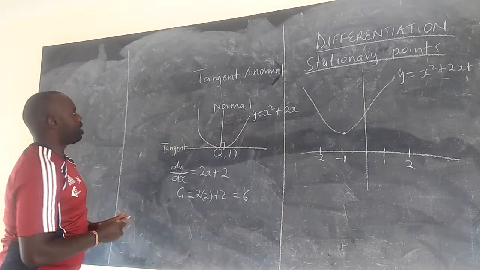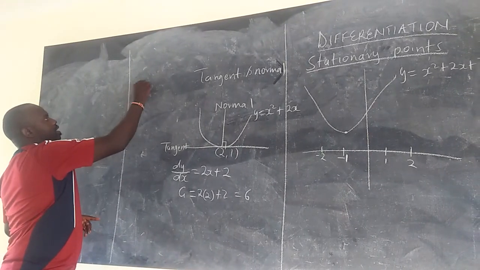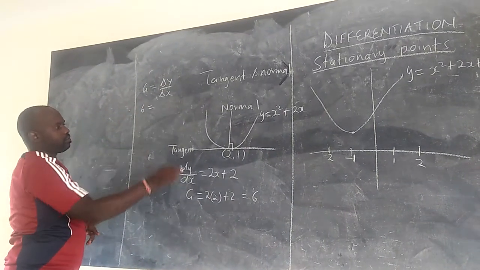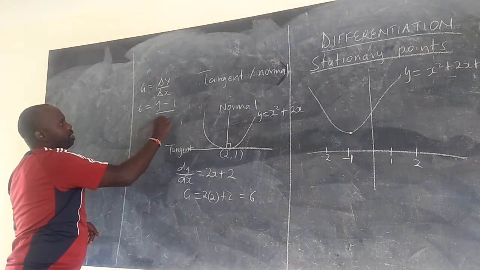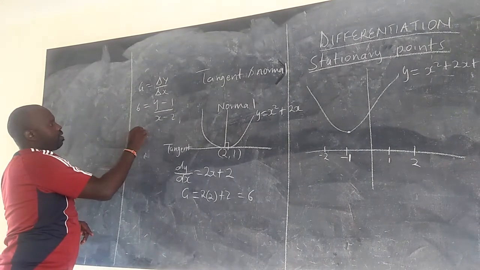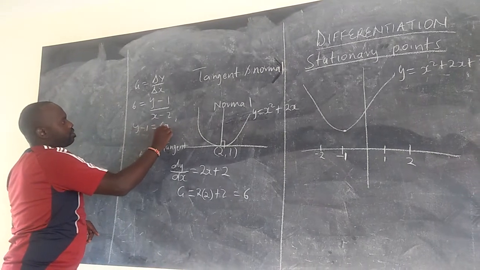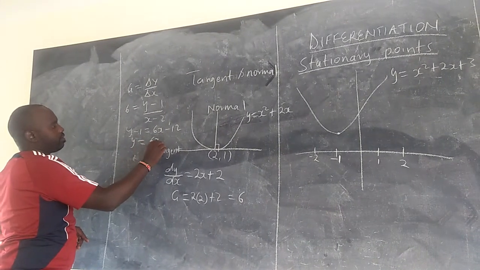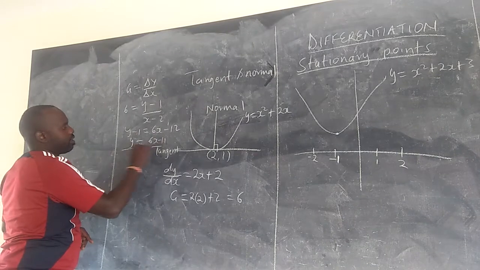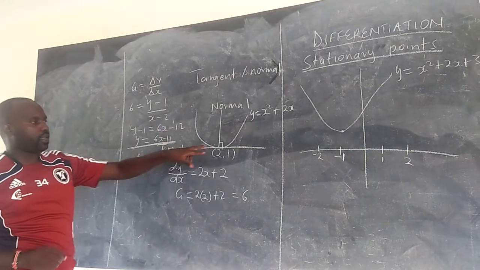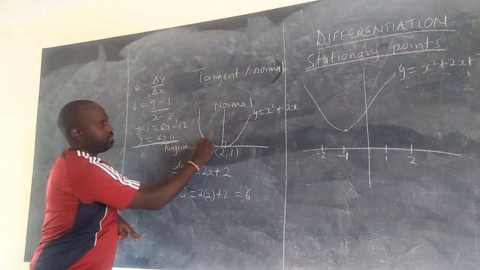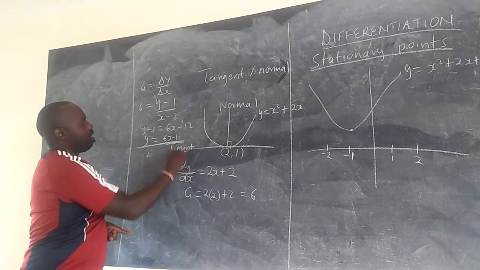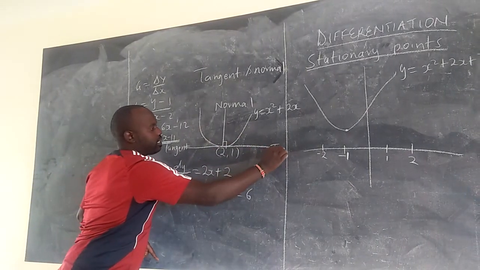Then you go ahead and you find the equation. You know gradient is change in y over change in x. So 6 is equal to (y minus 1) over (x minus 2). So y minus 1 is equal to 6x minus 12, so y is equal to 6x minus 11. So that is the tangent. My main emphasis is that the gradient that you get from dy/dx is the gradient of the tangent.